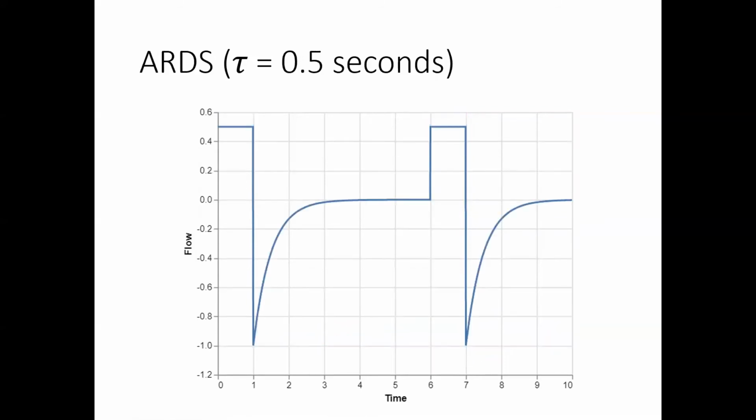Let's take ARDS. ARDS is a clinical situation where you have stiff lungs, and so low compliance. Low compliance translates into a low time constant. The time constant in this example is 0.5 seconds. Three times that is roughly 1.5 seconds. So this patient has plenty of time to exhale before the next cycle is up.